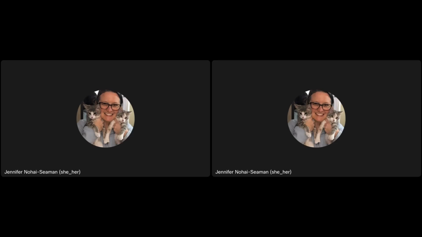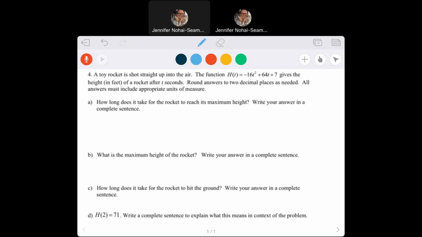This is question number 4 from the lesson 11 review for the final exam. I can guarantee this question or something very, very similar will appear on the final exam. It's one of our math department's favorite questions to ask, whether it be a rocket or a ball thrown or kicked or something like that. It's always a very, very similar problem.